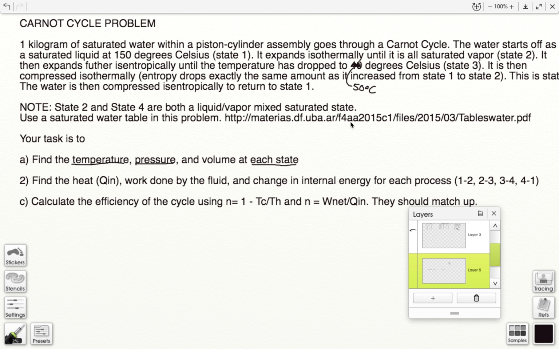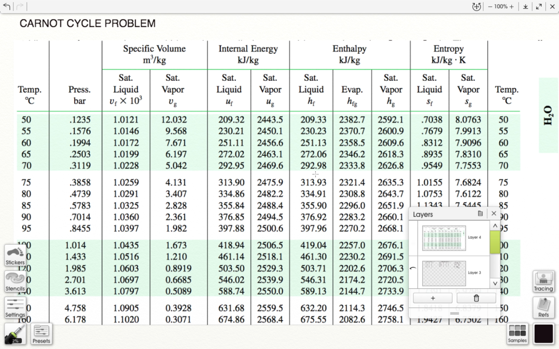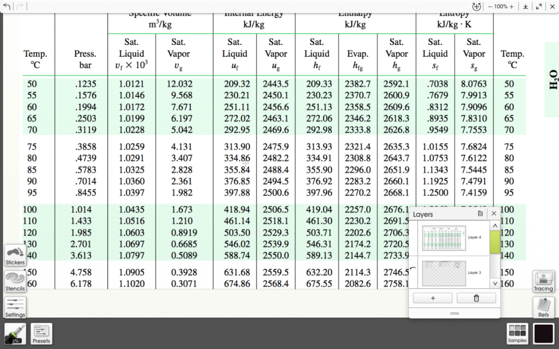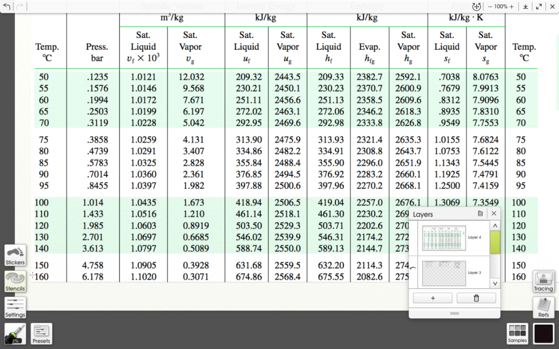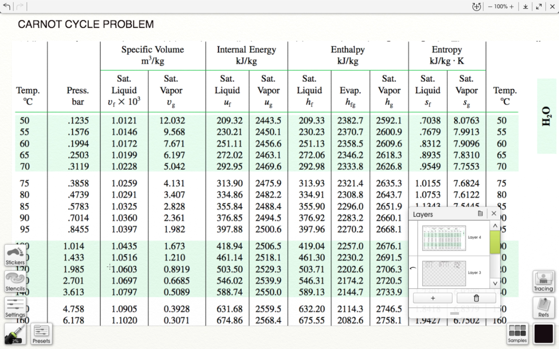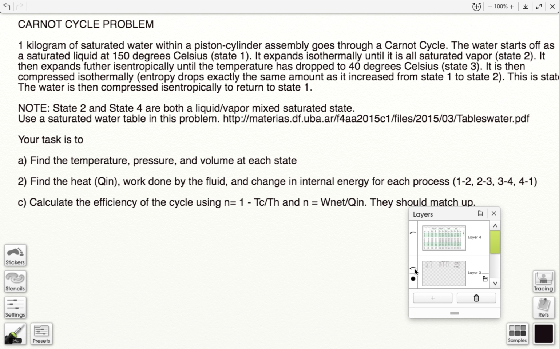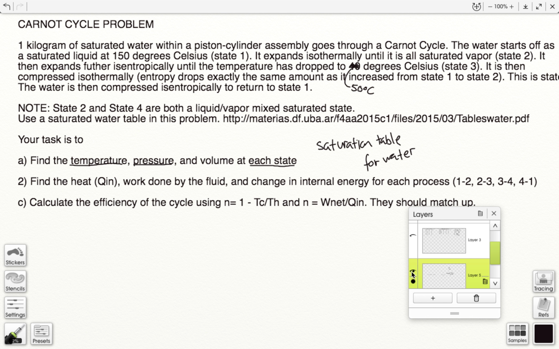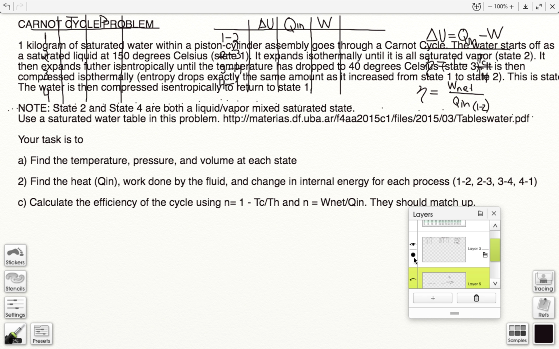And so for this problem, we're going to be relying a lot on the saturation table for water. And I've got one right here. So this is a saturated table for water. And here we can see at 150 degrees Celsius, the pressure will be at 4.758 bar. So I'm going to keep track of our values in this table right here.